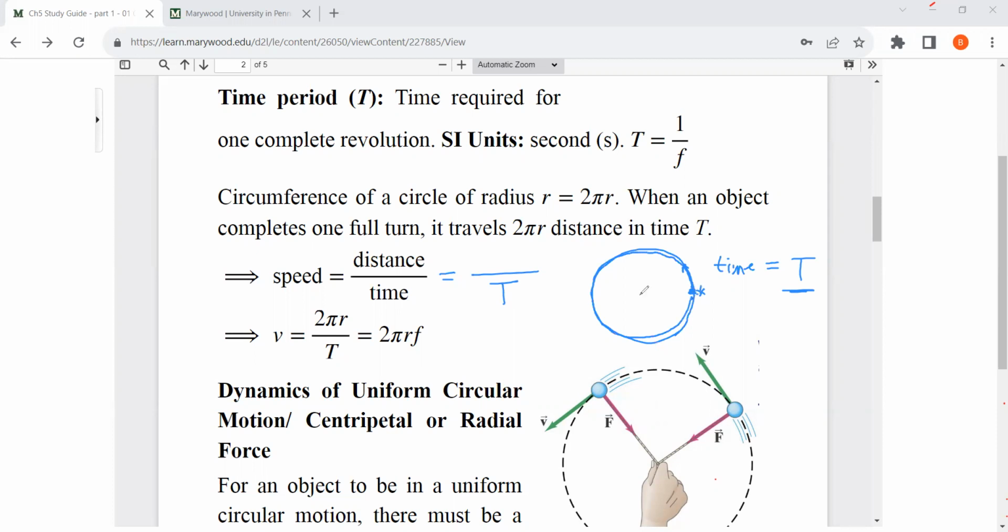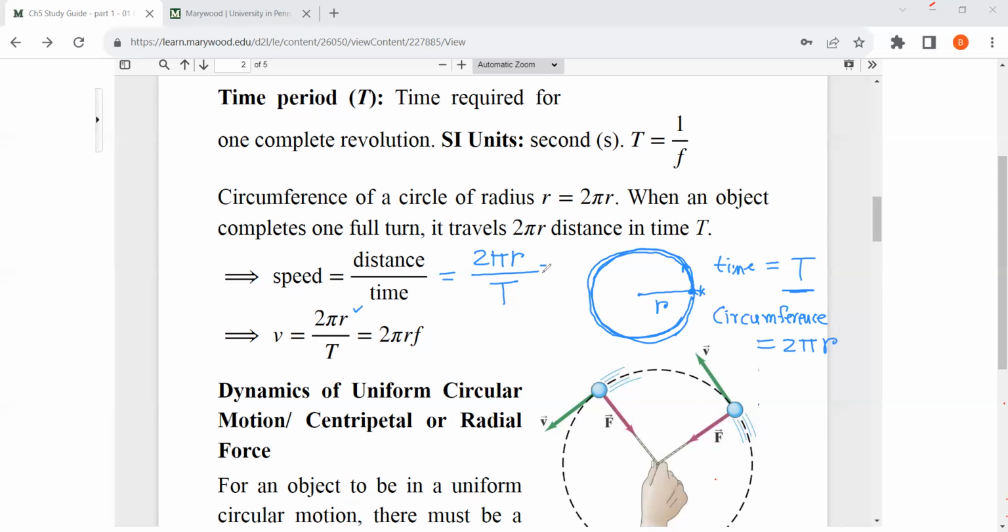What is this distance? If this radius is r, then this distance is the circumference of this circle. If you remember from the geometry class or the math class, the circumference of this circle should be 2 pi times radius. So the distance it covers is 2 pi r. You see that.